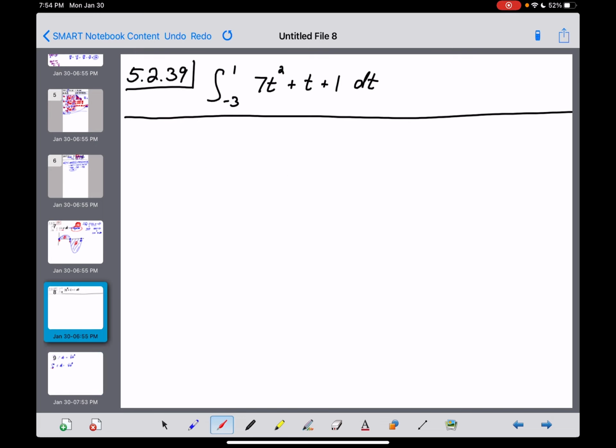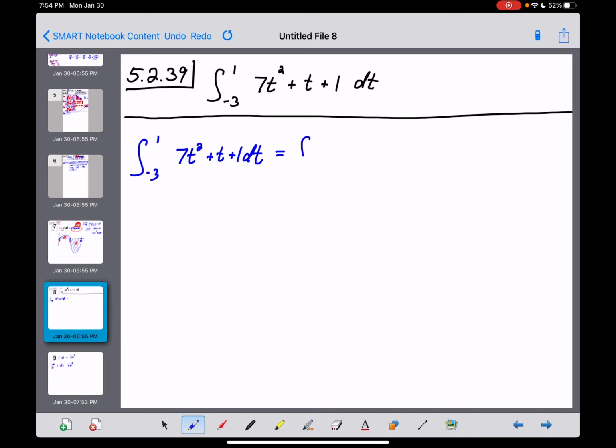Well, this integral they're asking us for here, guys, doesn't have 0 as a lower limit of integration. It's the integral from -3 to 1 of 7t squared plus t plus 1 dt. So how are we going to get around that? We're going to split this integral up using the additivity property that we covered in section 5.2.